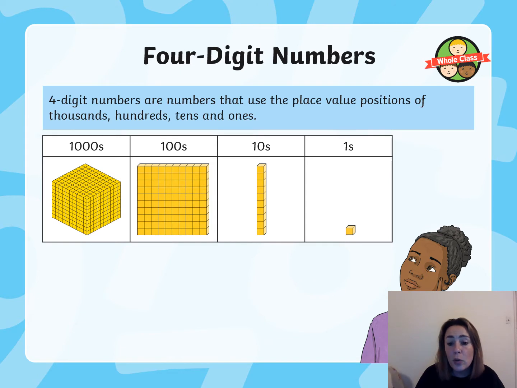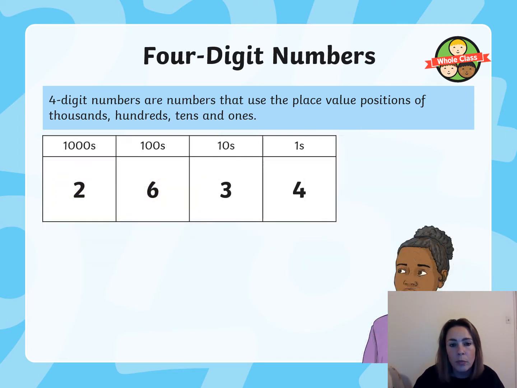So when we're moving on to 4-digit numbers, we can still use our place value grid and our Dienes as representation, and you're familiar of seeing what 1,000's Dienes cubes look like. So 4-digit numbers are numbers that use the place value positions of thousands, hundreds, tens and ones. You can see here it's represented using numbers instead of Dienes, but still using that place value chart to help you. And you know that you can have a TH above the thousands, an H above the hundreds, a T above the tens, and an O above the ones to help you.